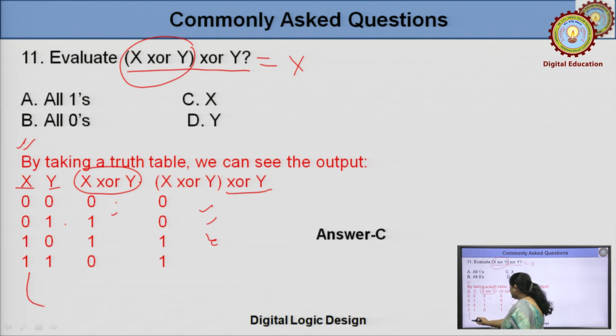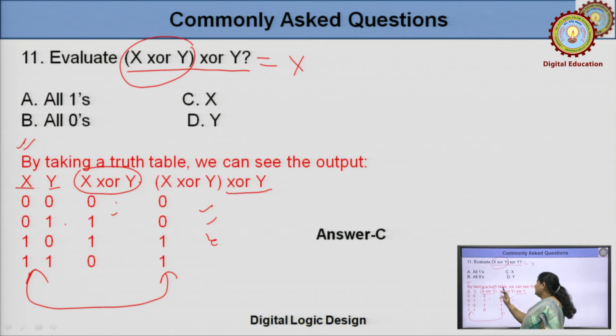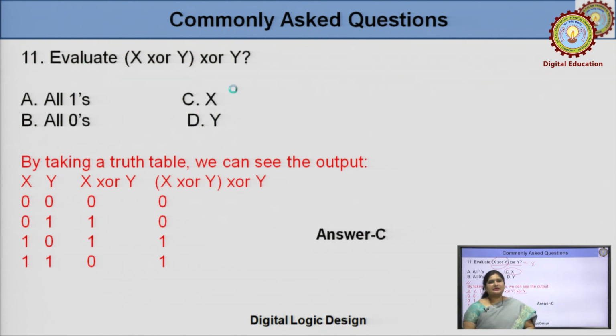See these two terms, they are equivalent. Here x is 0, the outcome is 0. Here x is 0, outcome is again 0. When x is 1, outcome is again 1. So the answer is C, that is x. I think it is clear.